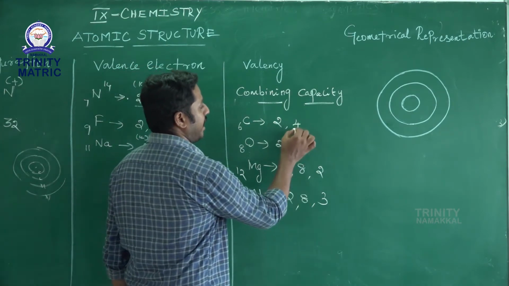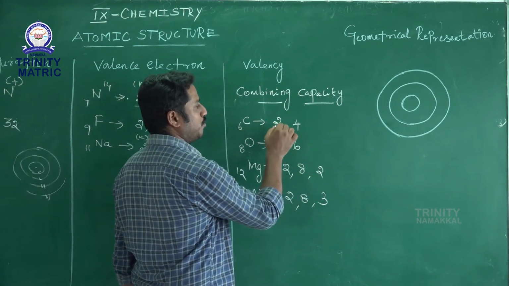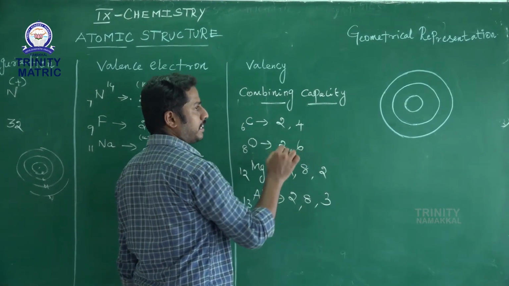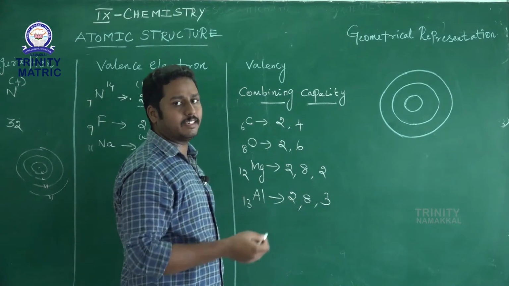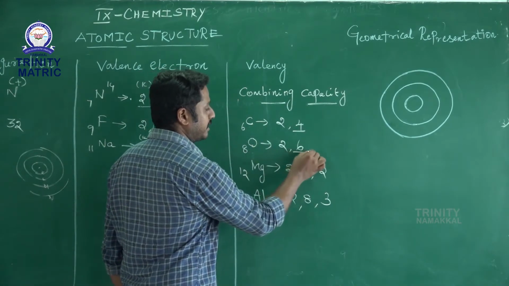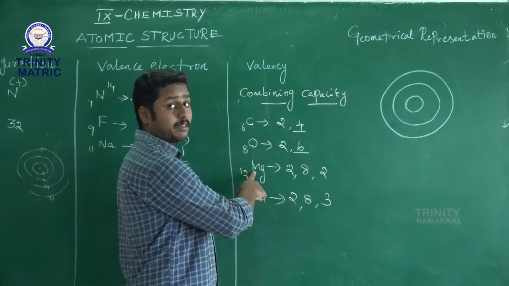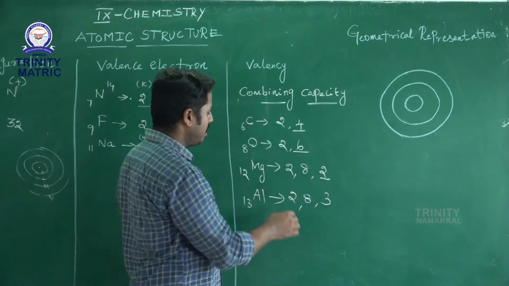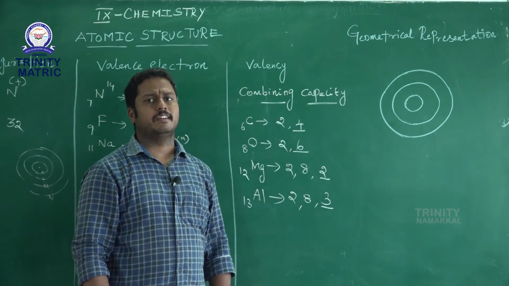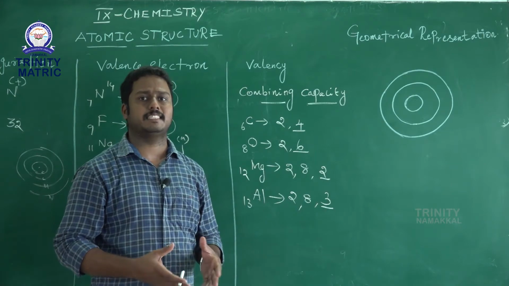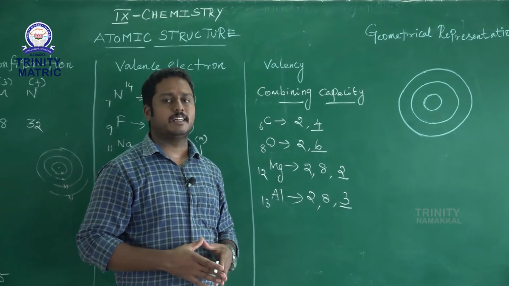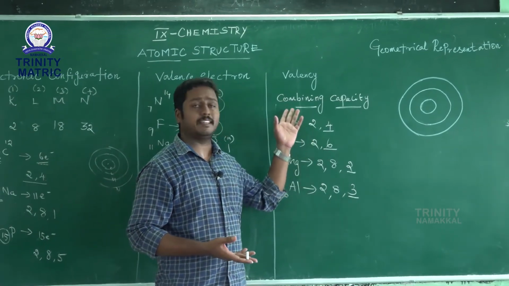You know that the outermost shell from the nucleus is called the valence shell. The number of electrons present in the valence shell is called valence electrons. So carbon has 4 valence electrons, oxygen has 6, magnesium has 2, and aluminum has 3 valence electrons. Okay, so how can we find the valency, sir? I know how to calculate the valence electrons. How do we find the valency?